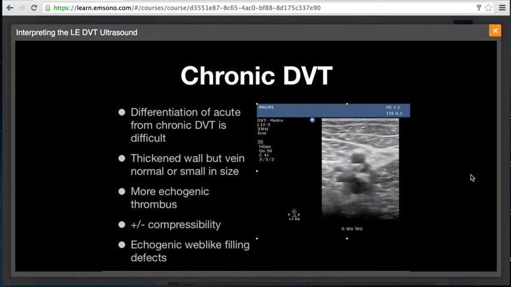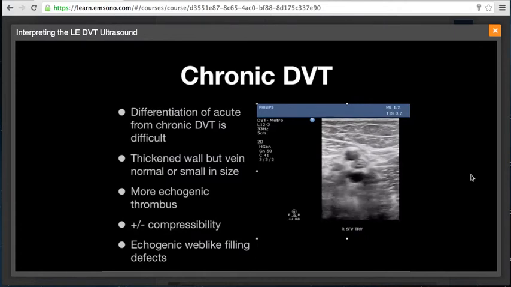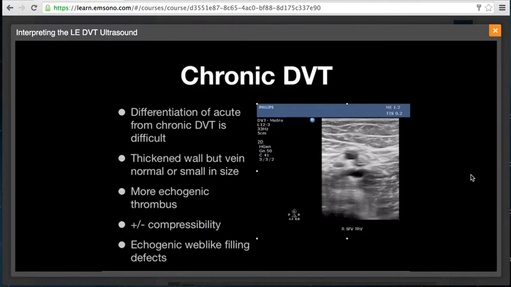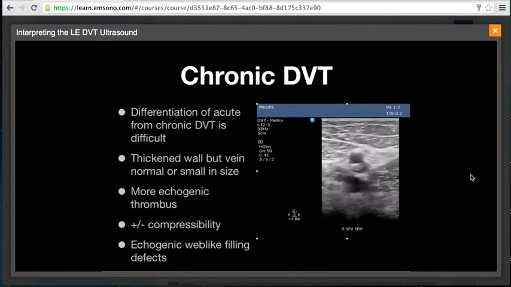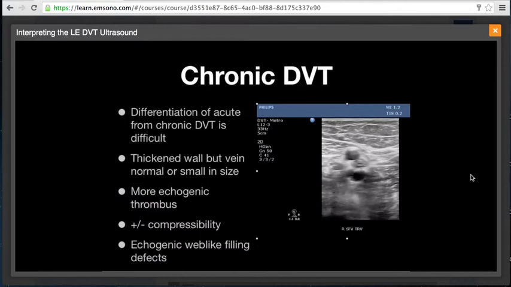Therefore, when you're first learning to perform this, you should choose your patients wisely. You want to avoid scanning somebody who has been treated recently for a DVT and now feels that the symptoms are worsening. Unless you have a prior scan to compare it to, being able to distinguish between acute and chronic can be very difficult, and I would suggest that you not do this during the early phases of your scanning careers.